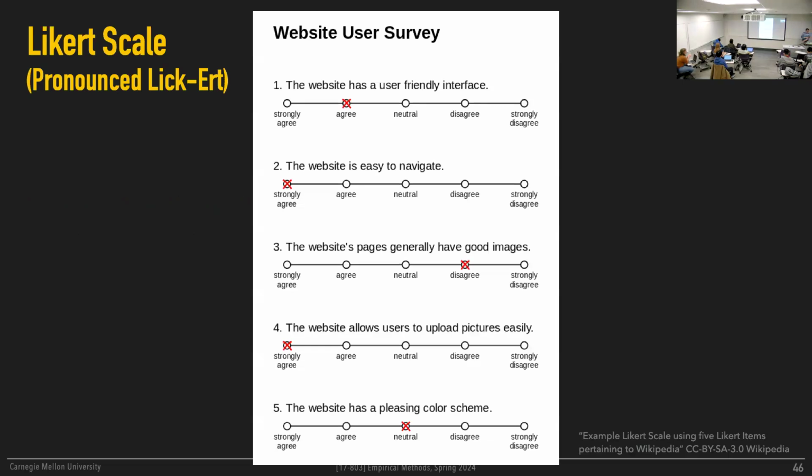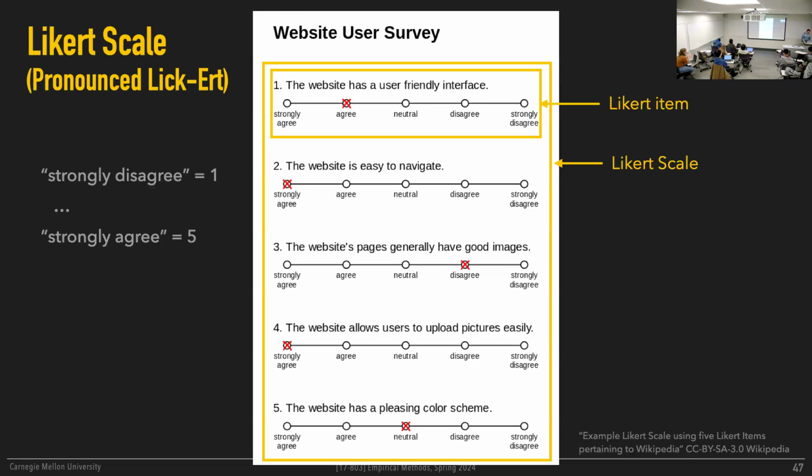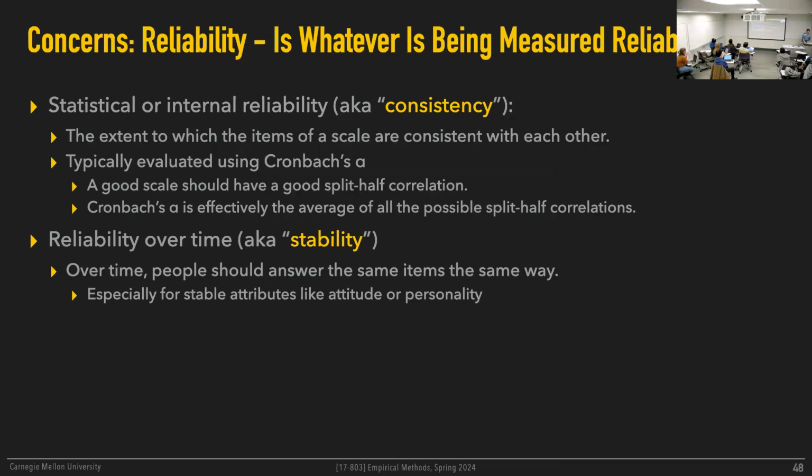Okay, Likert scales, pronounced Likert. Right, looks like this. So we call each question an item, and we call the whole thing a scale. I was asking you earlier, what's a scale? A scale is a collection of items, questions, if you will. They're usually phrased in this strongly agree to strongly disagree or similar. Okay.